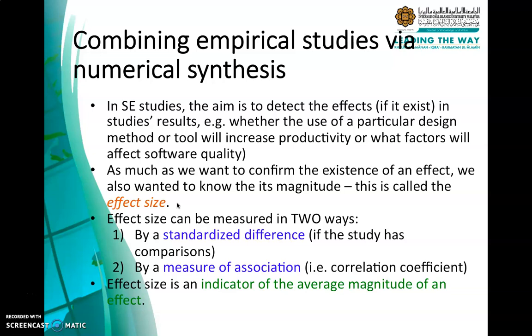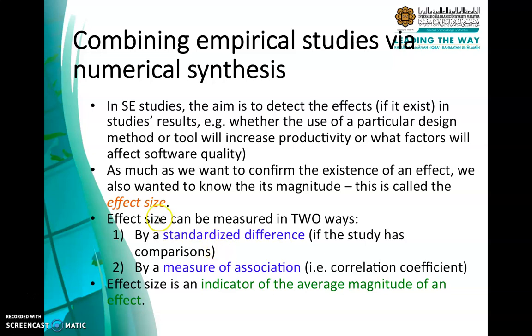There are means to measure the effect size. The first one is by standardized difference. If you want to compare two things, tool A and tool B, or method A and method B, so there are comparisons there, you can compute the effect size, which is the magnitude of the effect, using the standardized difference. This is by means of knowing the variance, so you can calculate, for example, the means and standard deviations.